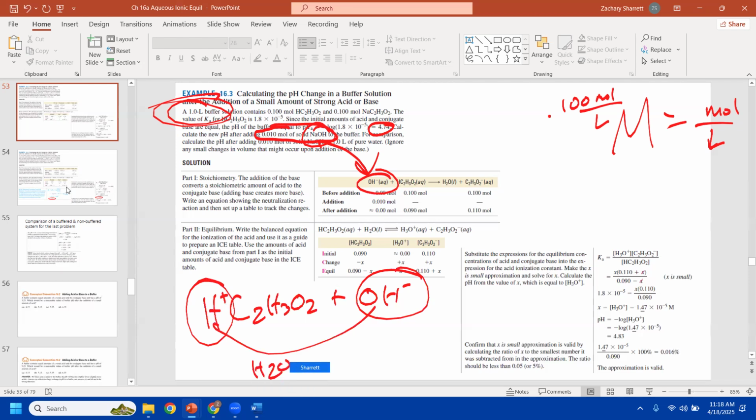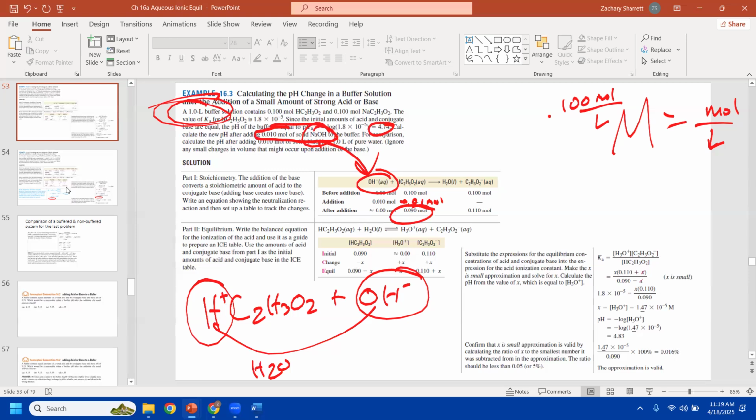We don't care about water in equilibrium because it is a liquid, so that doesn't get involved. But we can say of our 0.1 molar acetic acid that we started with, we lost 0.01 moles of that. That's where we get this 0.09 moles. Does everybody see that? But as Robert said, we added strong base and it makes, you see this?